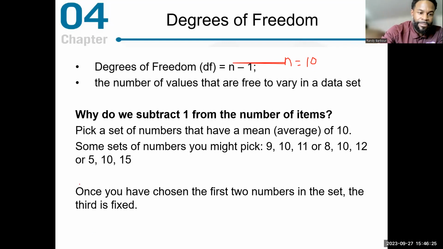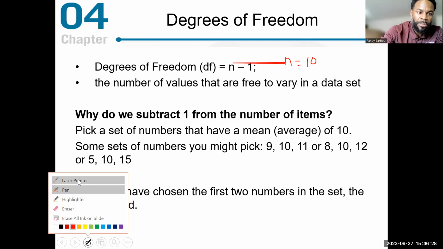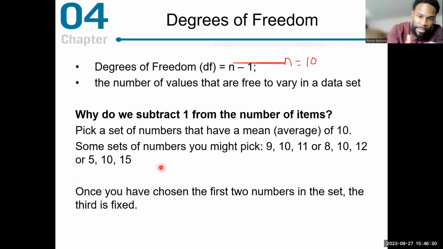I've already reiterated a lot of what we just talked about, but it says, why do we subtract 1 from the number of items? We subtract 1 from the number of items because, again, you have fixed variables, right? And in this example of n equals 10, that means 9 different scores are free to vary no matter what values you select. But that 10th value, once you've chosen your 9th value, has to be a specific value, right?